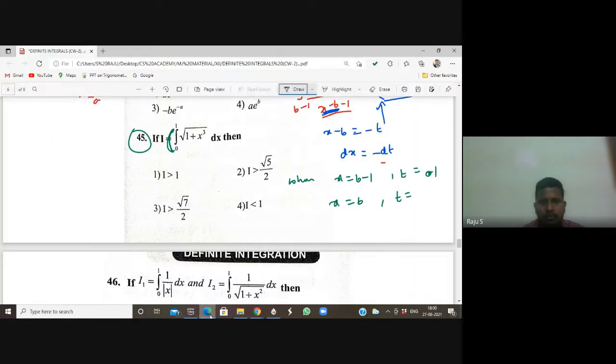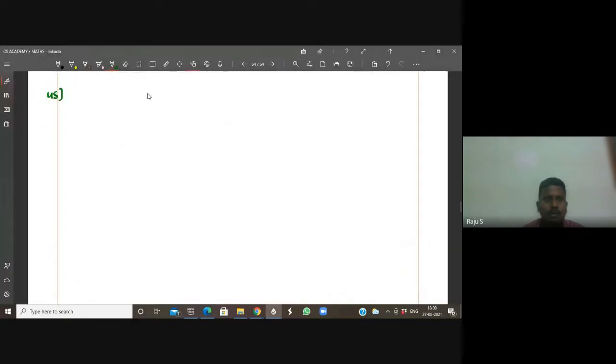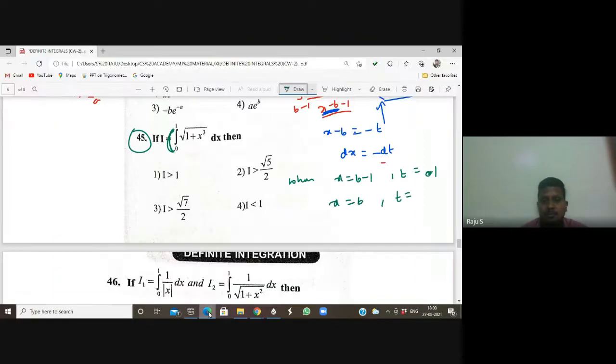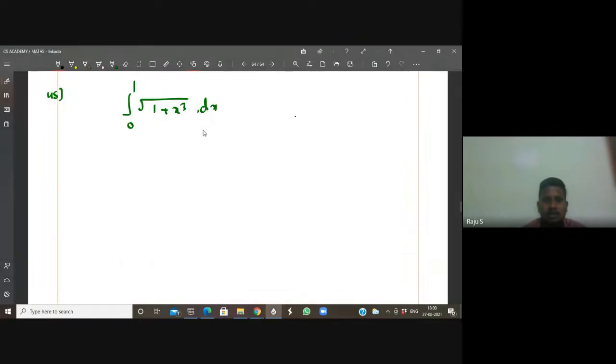Question number 45. Integral 0 to 1, root over 1 plus x cube. Is there any standard formula for this? No formula. There is a formula for x square, but there is no formula for x cube. Also, when you observe the options, lesser than and greater than are there. So here x belongs to 0 comma 1, nothing but 0 lesser than x lesser than 1.